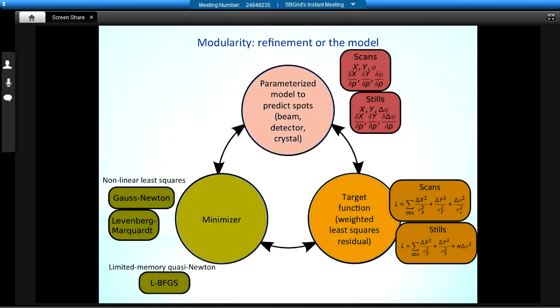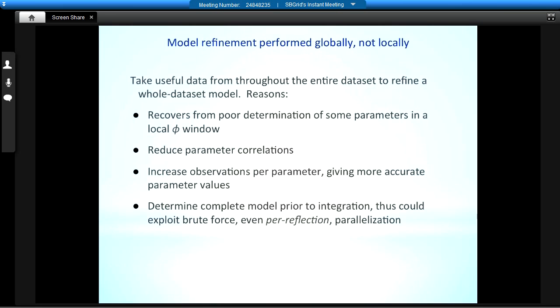So we often like to use nonlinear least squares minimizers, such as Levenberg-Marquardt or Gauss-Newton. But in certain situations, when the matrices become very large and there are thousands of parameters to be refined, that runs up against memory limits. So there we can use limited memory algorithms. So again, just driving home the modularity of the system.